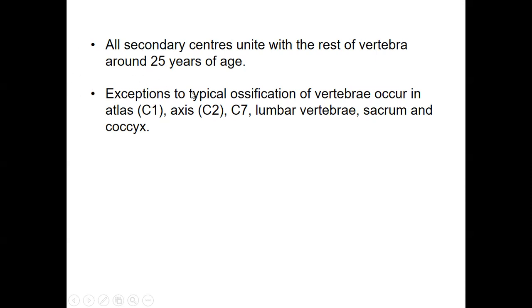It means that this kind of typical ossification is slightly an exception. It does not happen in the C1, C2, C7, the lumbar vertebra, the sacrum, and also the coccyx. So these are the exceptions to the typical ossification of the vertebra.